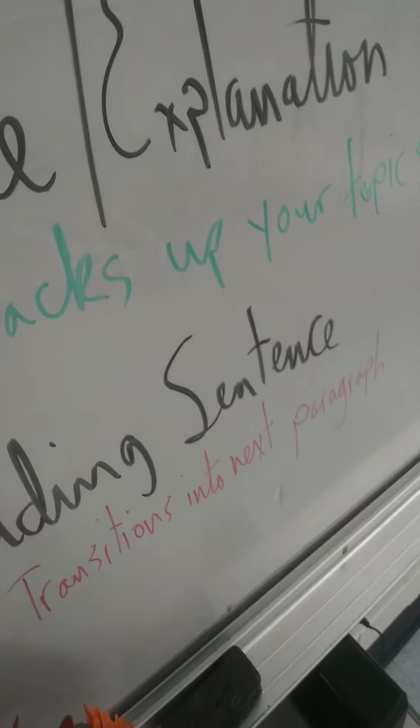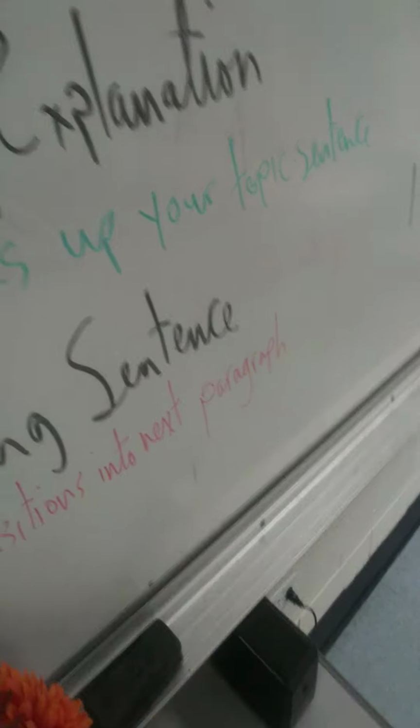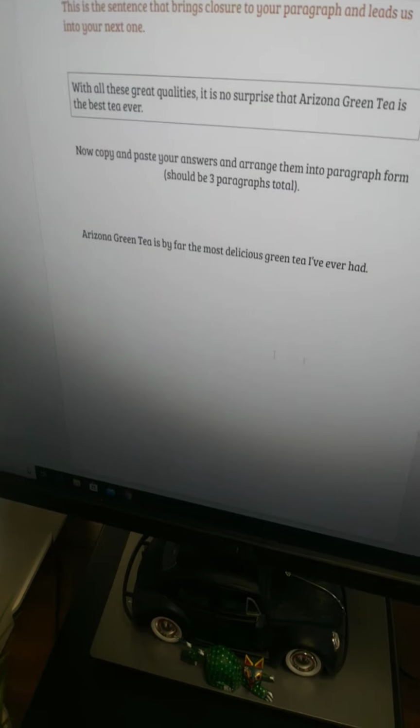My concluding sentence transitions us into the next paragraph while wrapping this one up. So it kind of gets to the point. And then you go on to your second paragraph and your third one. Just keep filling in the boxes and then copy and paste all the info here and arrange it into pretty little paragraphs. Here's something I want you to keep in mind though.